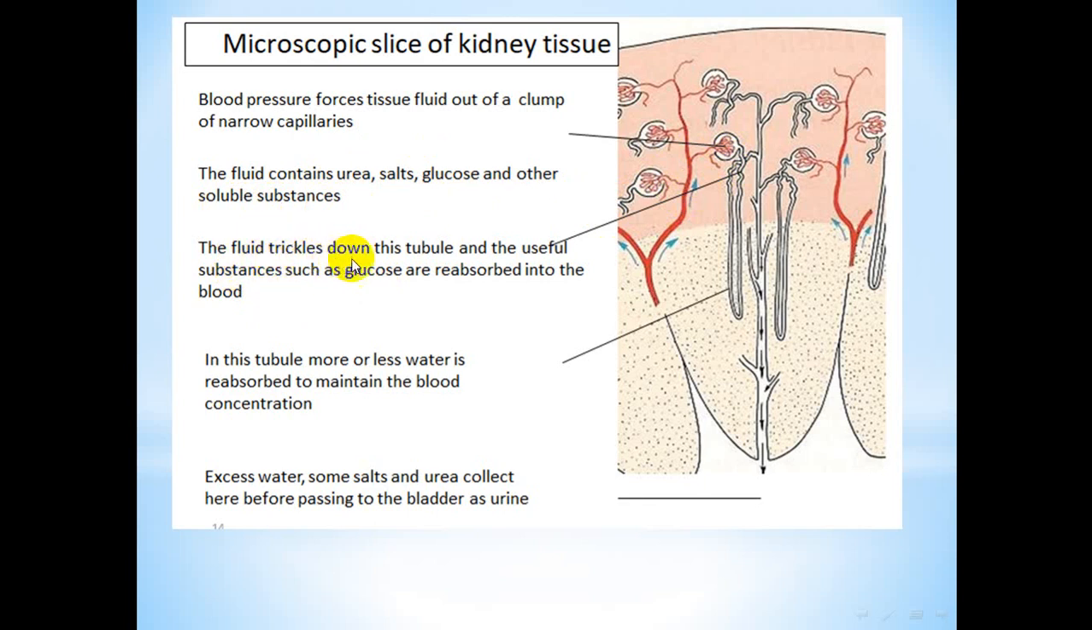The fluid trickles down this tube wall, and the useful substances such as glucose are reabsorbed into the blood. So the body needs the useful substances and will not excrete them under normal conditions; for example, it retains glucose. In this tube wall, more or less water is reabsorbed to maintain the blood concentration. So in this part an amount of water is reabsorbed to maintain the concentration of fluid inside the body. Excess water, some salts and urea collect here before passing to the bladder as urine.